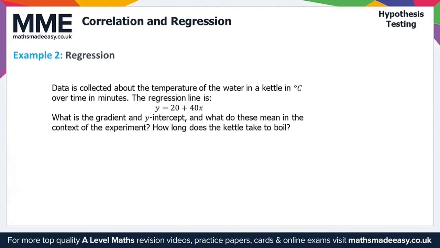The equation we've been given here is y equals 20 plus 40x. The first part, just identifying the gradient and y-intercept, is straightforward if we can simply identify the equation of a straight line here. In this case, this is just the form y equals mx plus c. The other thing to notice is they've written it as c plus mx, but of course this doesn't matter. So all we need to identify is that 20 represents our c here, and 40 represents our m.